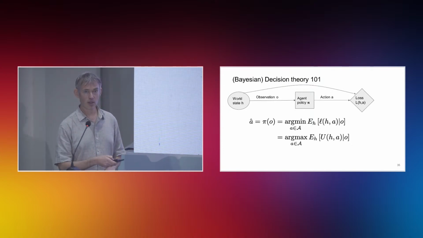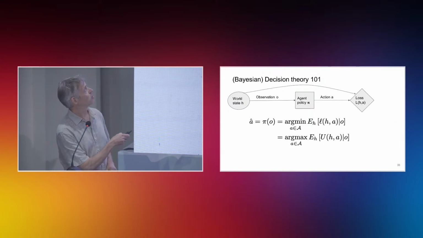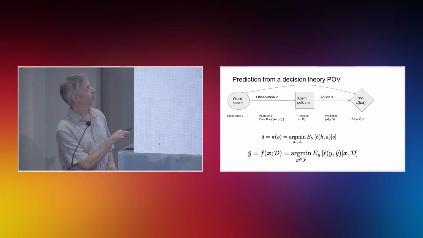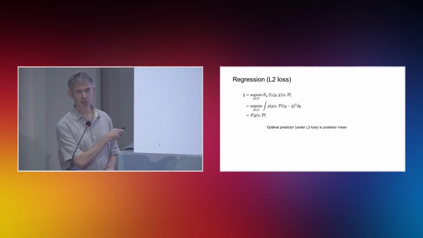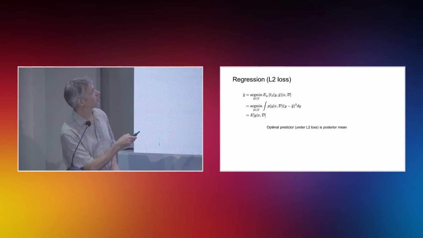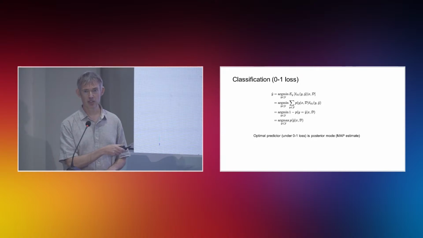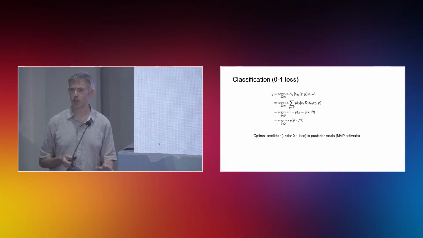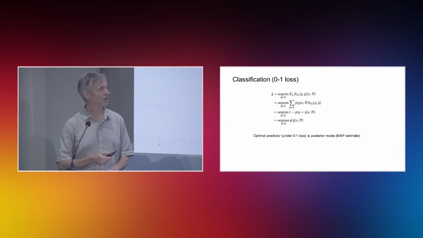Okay, so let's flesh that out some more. So if you're doing regression, it's reasonable to use L2 loss, squared error. And in that case, the optimal action is the posterior mean. And if you're doing classification, it's reasonable to use 0-1 error. And in that case, the optimal action is the most probable label, the MAP label. Okay, so you all know this. This is very intuitive and elegant, I think.